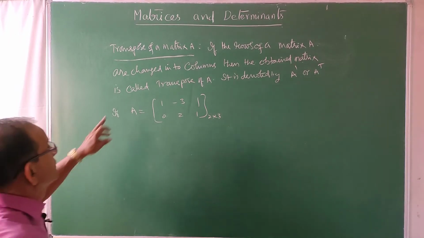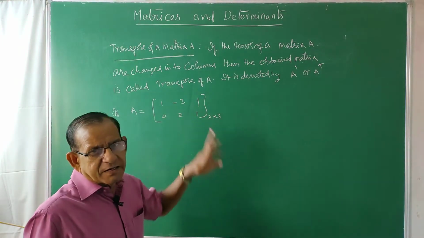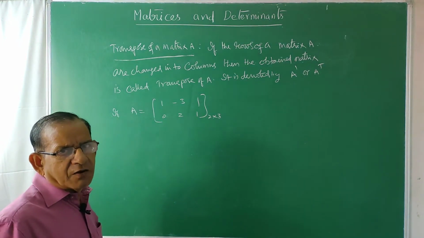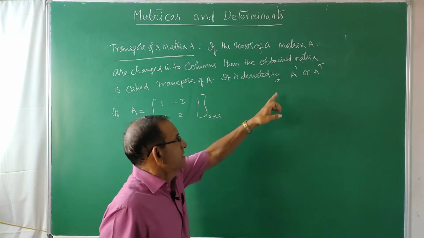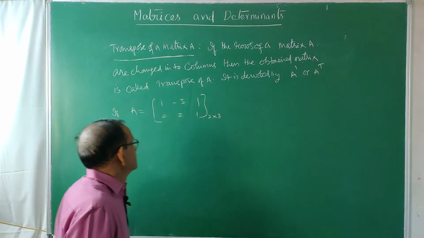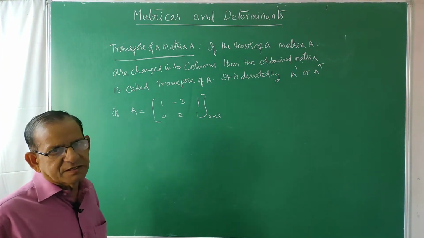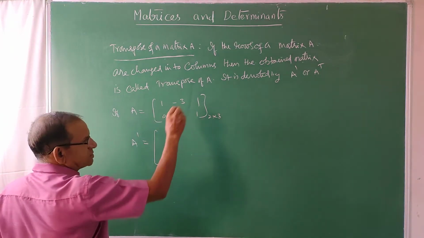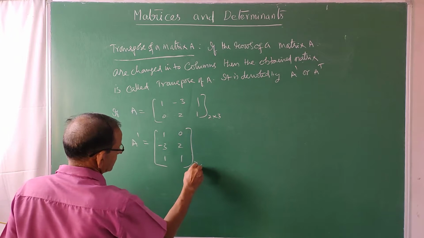Now let us see what the transpose of a matrix is. Transpose of a matrix A is the matrix obtained by changing the rows into columns of the matrix A. It is denoted by A dash or A T, but you have to read it as A transpose only. Suppose A is this one, 1 minus 3 1, 0 2 1, a 2 by 3 matrix, 2 rows and 3 columns. Then A transpose is obtained by changing the first row into the first column, and so on, with 0 2 1. This is a 3 by 2 matrix.